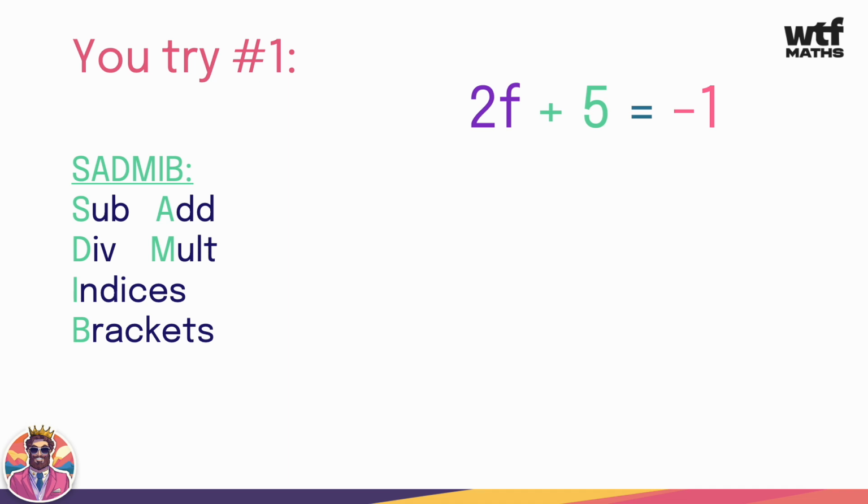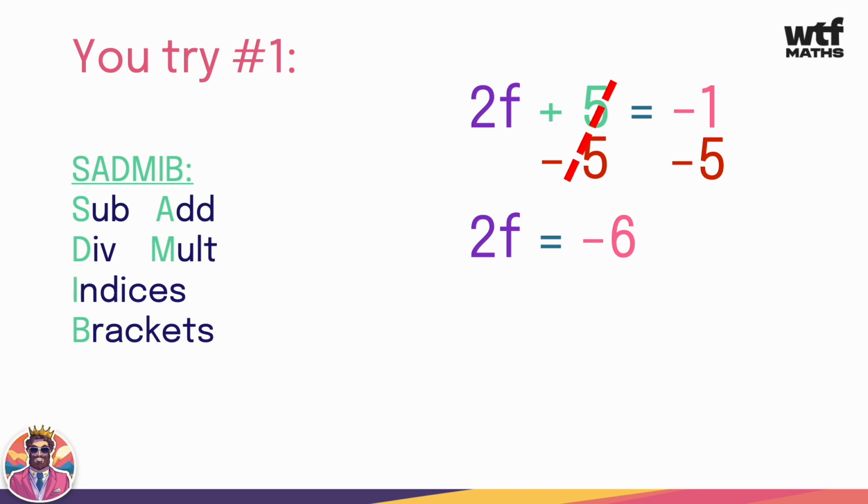Okay, let's try to work this out. First of all, we're looking at our variable, 2 times f plus 5. We want to get rid of any addition before multiplying. So let's get rid of the plus 5, and to do that, we're going to take 5 from the left side and take 5 from the right. Now 5 take 5 is going to cancel out. So we're going to have 2f on the left, and negative 1 take 5 is negative 6.